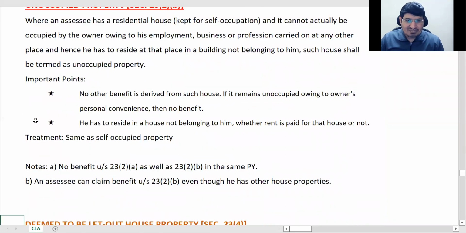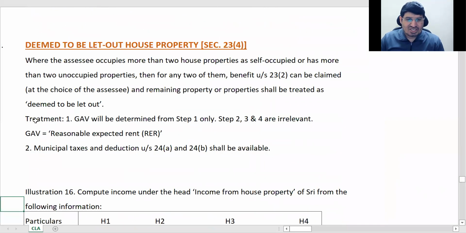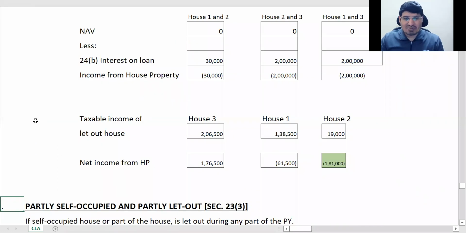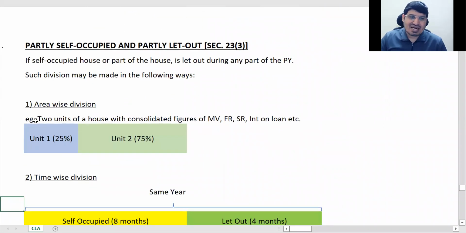So we had finished deemed to be let out property. We had finished, right? This was the last problem we did, that combination one. So let's start now. If house property is partly self-occupied and partly let out, what is going to be the treatment?